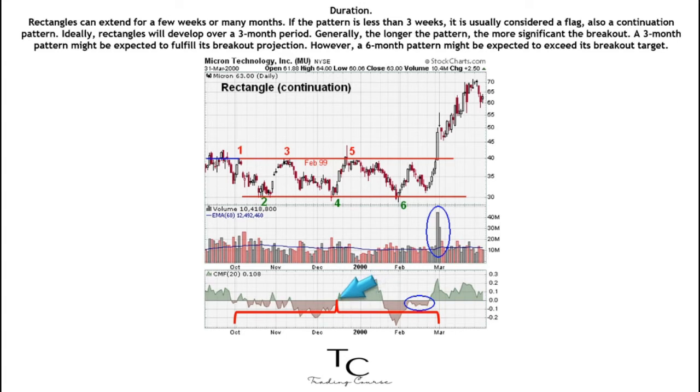Generally, the longer the pattern, the more significant the breakout. A 3-month pattern might be expected to fulfill its breakout projection. However, a 6-month pattern might be expected to exceed its breakout target.